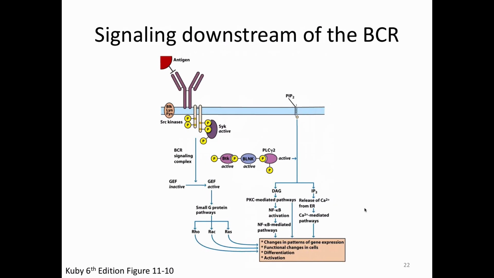A lot of events happen downstream of this signaling. Notice that all of these events lead to things like changes in patterns of gene expression, differentiation, activation, and other changes in the cell. You can see a large number of proteins that are involved in the signaling here. Good news number one, I'm not going to go through them today. Here's the reason why I'm not going to go through them.